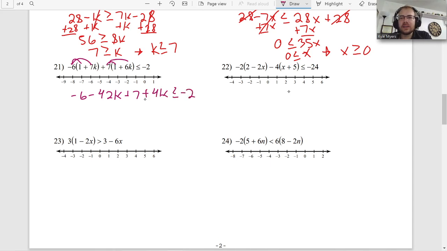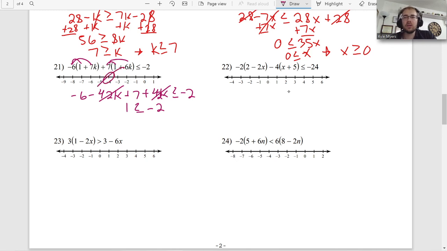And these k's are actually going to go away. Negative 42k plus 42k, that goes away. Oh, that's weird. So then negative 6 plus 7, that's 1. Is 1 less than or equal to negative 2? No, that's never true. And since the k's canceled, it doesn't matter what k you would plug in. So there's no solution. Because the k's cancel, it's either always true or never true, and 1 is never less than or equal to negative 2. Therefore, we're done here. No solution.